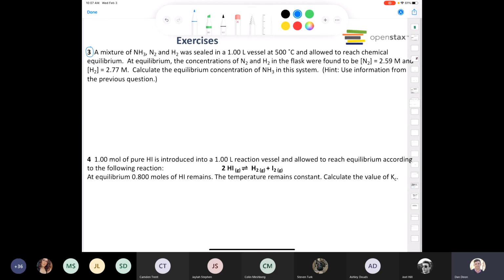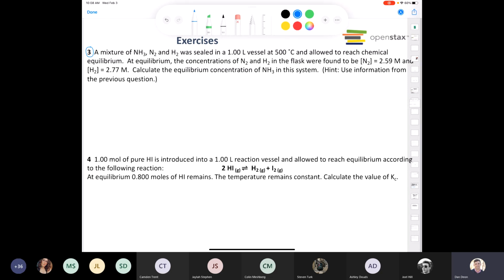Let's take a look at question 3. It says a mixture of ammonia, nitrogen, and hydrogen was sealed in a 1-liter vessel at 500 degrees Celsius and allowed to reach chemical equilibrium. At equilibrium, the concentrations of nitrogen and hydrogen were 2.59 and 2.77 molar. Calculate the equilibrium concentration of ammonia for this system. Hint: we'll use the information from the previous question.